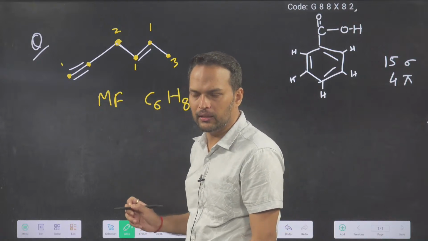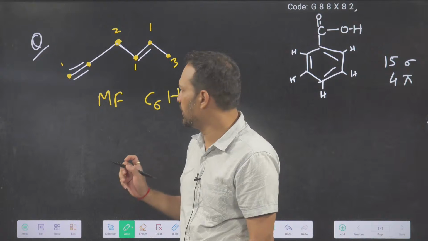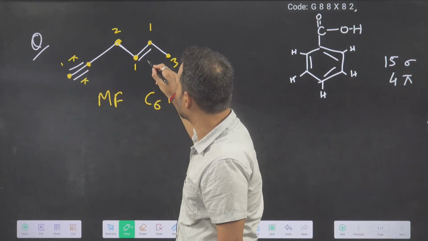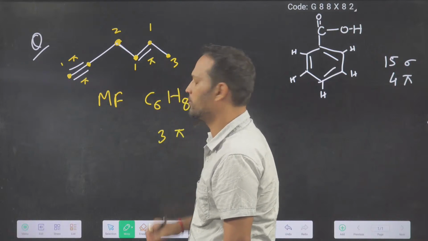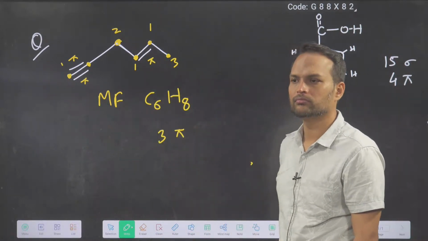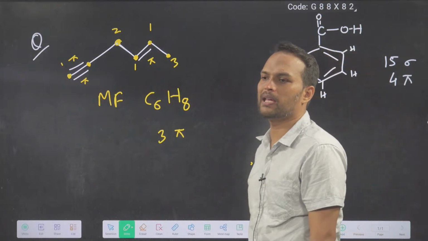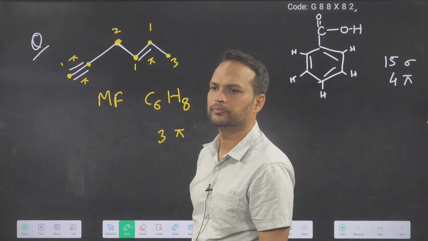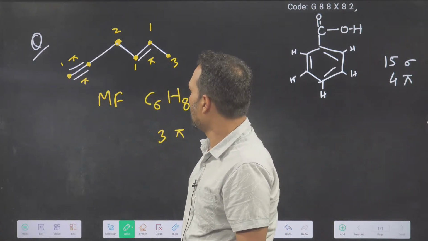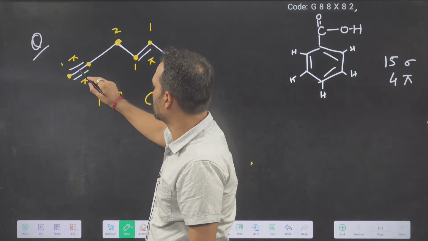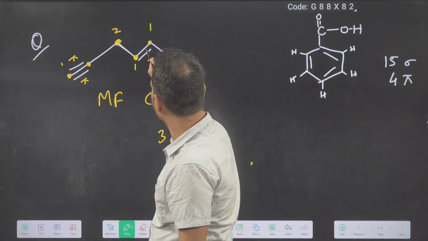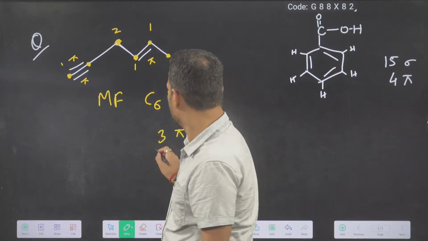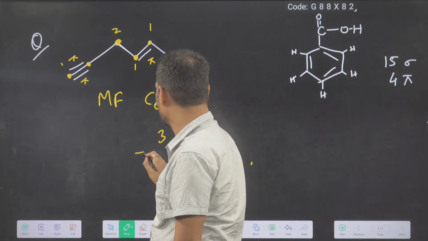Now we have to tell how many sigma, how many pi. So 3 pi bonds are clearly visible. 1, 2, 3. 3 pi bonds. Clear? Now let's count sigma. So first count carbon carbon. 1, 2, 3, 4, 5. 5 carbon carbon bonds. So sigma bonds, if you will see, 5 plus.